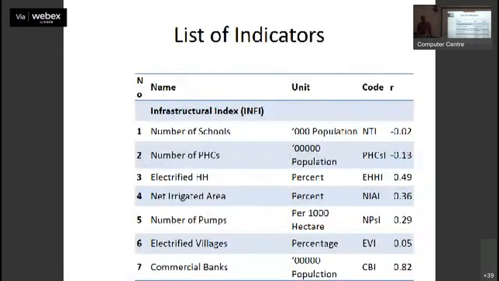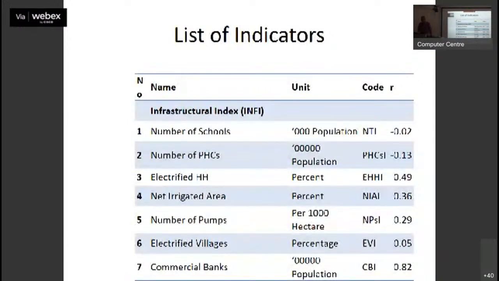Now we are coming to the infrastructure development. Number of schools per 1,000 population, number of primary health centers per lakh population, electrified villages percentage, net irrigated area percentage, number of pump sets per 1,000 hectares, commercial bank availability of banking facility per lakh population. All their correlations are given. Number of schools has a very poor correlation because now it is a uniform policy and this spread is almost the same.